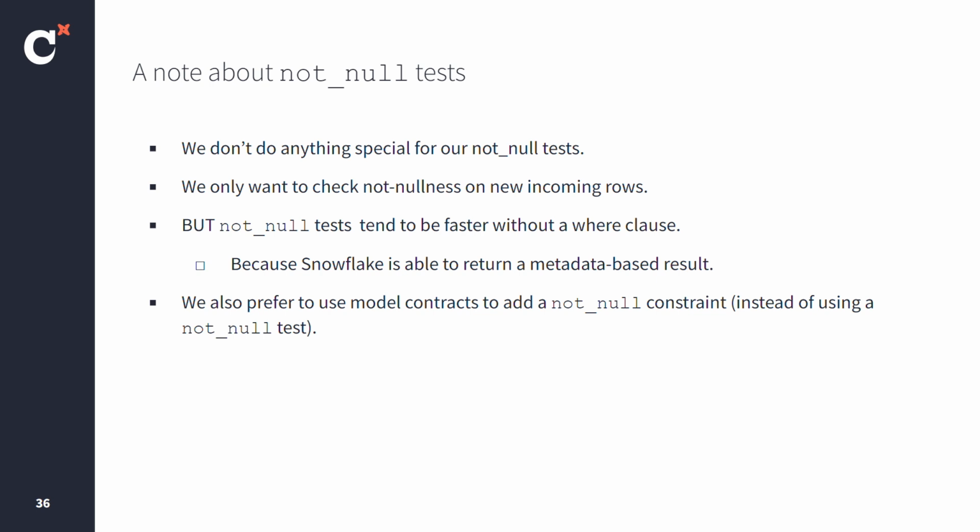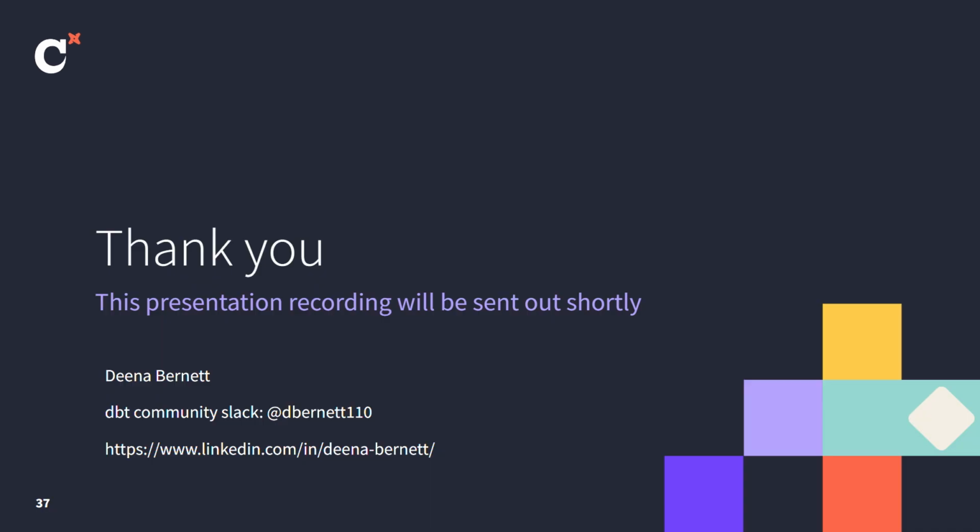And then lately, we've been preferring to use model contracts and to add a not null constraint instead of using a not null test. What this will do is actually prevent the model from building in the first place if any value in that column is null, rather than a not null test, which is going to allow your model to build with the null values in it, and then only afterwards let you know that there's a problem with it. So that is that. That is it. I went very fast there.